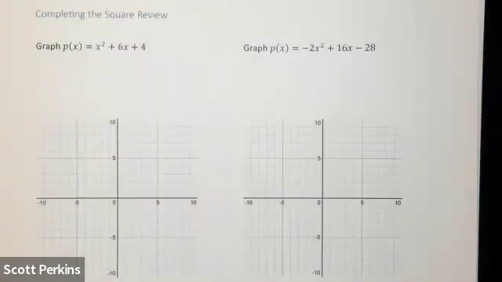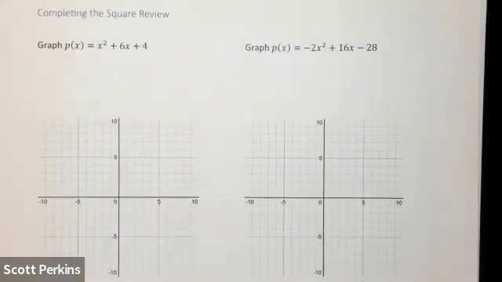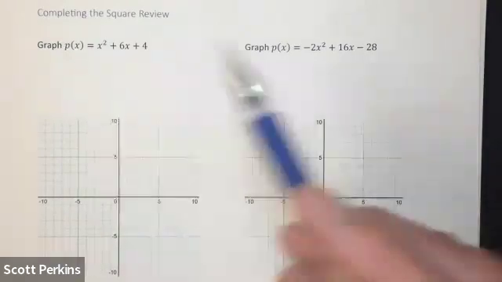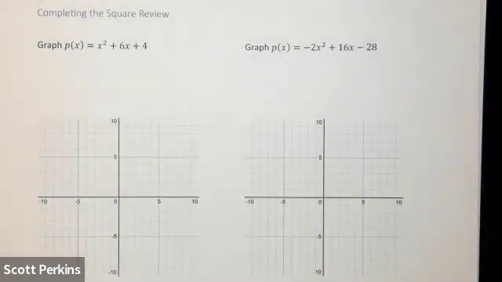So here's just a couple of review problems of completing the square and finding the vertex and graphing parabolas, which is the focus of much of this unit. So the first example, we are going to graph p of x is equal to x squared plus 6x plus 4. This first example, notice there is a 1 in front of the x squared. So this is the simpler case of completing the square.